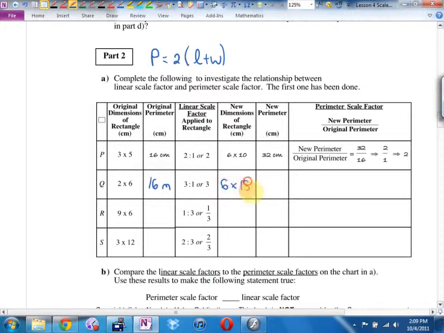What is 6 plus 18? 24 times 2. It's going to have a perimeter of 48 centimeters. Now, the scale factor was 3. The new perimeter is 48 divided by the original perimeter of 16. Does that also have a scale factor of 3? Yes.